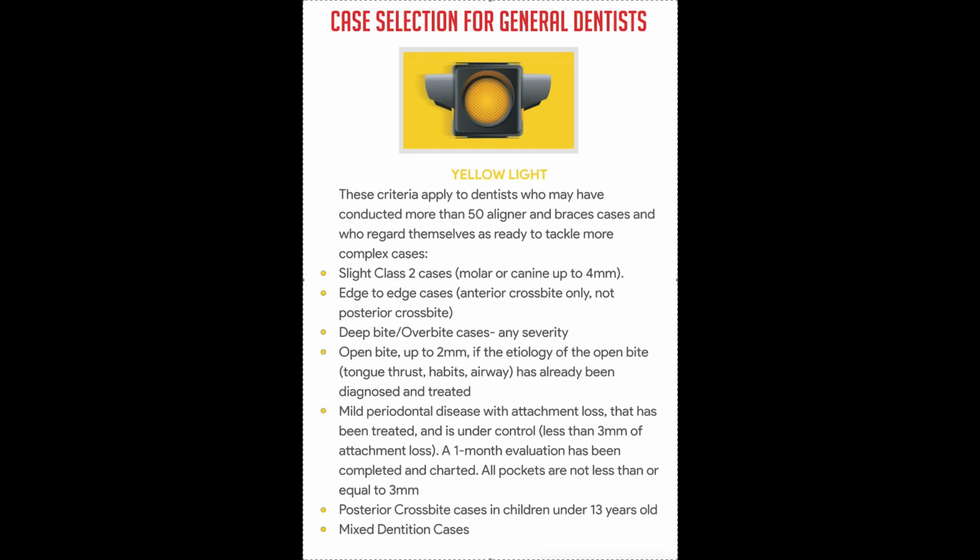Today we're going to talk about yellow light case selection for general dentists. Yellow light means, for me, it's for dentists who have done and finished at least 50 aligner or braces cases. It doesn't mean started. It means finished optimally, and they feel like they can tackle it, or dentists that are willing to work with an orthodontist to help them.